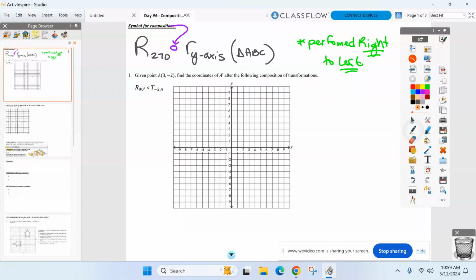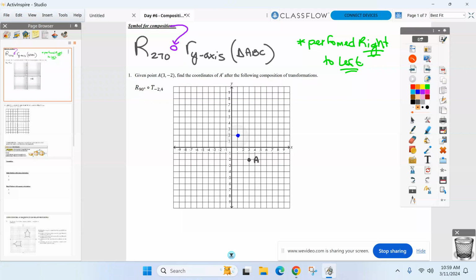So let's try that out first on a single point before we get into a whole figure. So go ahead, graph point A (3, -2). Here's point A (3, -2). And we are going to perform the following composition on this. And again, I can see my little symbol there in the middle that says it's going to be a composition. Right to left, right to left. So I'm going to take this point and translate it (-2, 4). So that tells us left 2, up 4. So left 2, 1, 2, 3, 4.